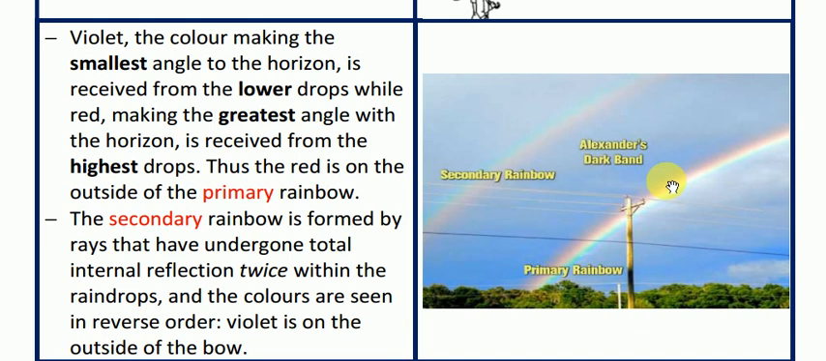The secondary rainbow is formed by rays that have twice undergone total internal reflection within the raindrops, and the colors are seen in the reverse order. Violet is on the outside of the bow and the red on the inner side.